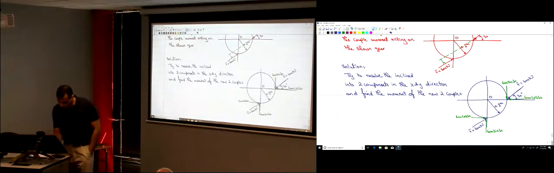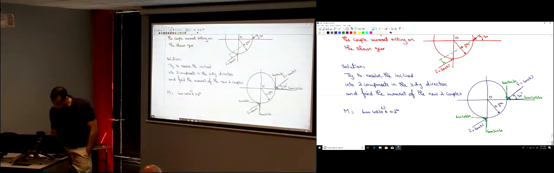Okay? So the moment is, we have 600 cosine 30 multiplied by the distance, which is 0.2 meters. This force is in Newton. And we have 600 sine 30 newtons multiplied by 0.2 meters as well.